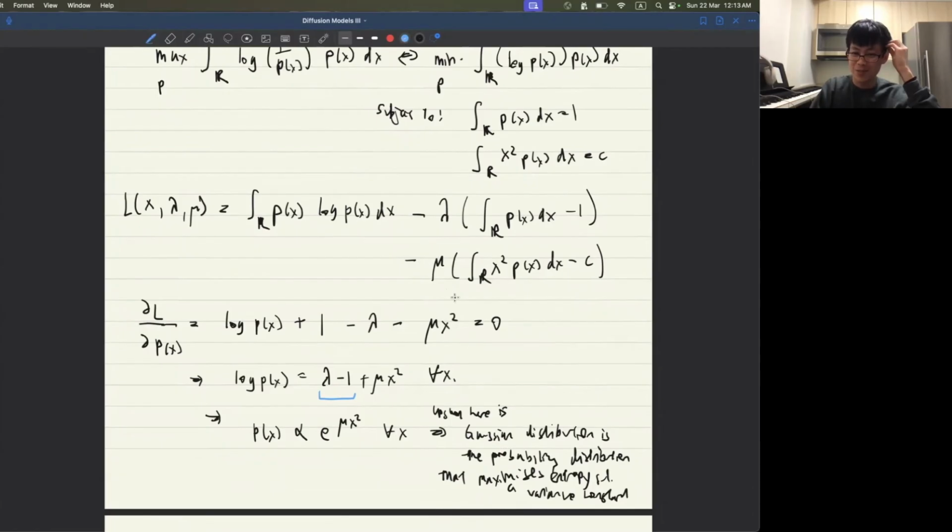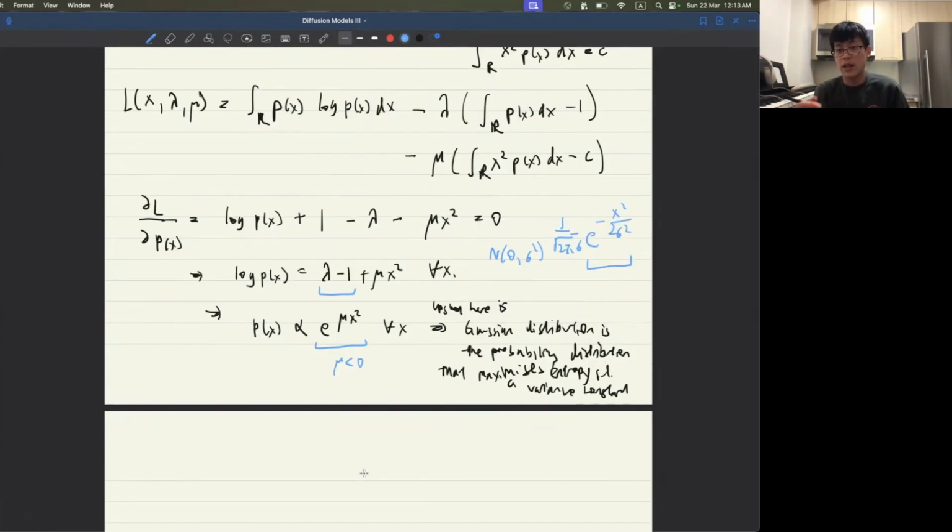And just to make sure that I show this, a normal 0, sigma squared Gaussian random variable would have a probability density 1 over square root 2 pi sigma, e to the power of minus x squared over 2 sigma squared. So you see this e to the power of minus x squared over 2 sigma squared. That is precisely this term, right? Where mu must be negative for it to be a valid probability distribution. This is really a property of the Gaussian distribution.